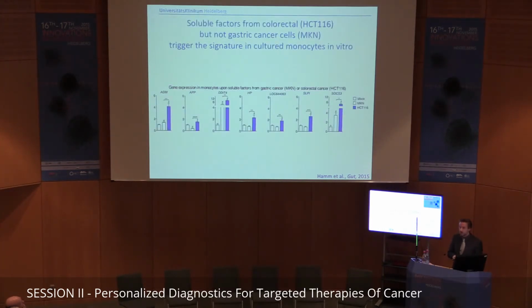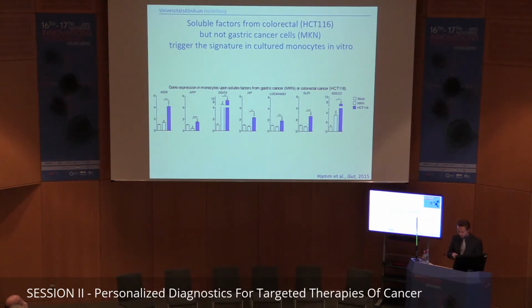We wondered if the expression changes that we saw were a general phenomenon of a malignant transformation or were specific to colorectal cancer. And to answer this question, in our in vitro model, we took a gastric cancer cell line and assessed the expression levels in comparison to the colorectal cancer cell line, and saw that the expression changes, with some exceptions, were not induced by a gastric cancer cell line.